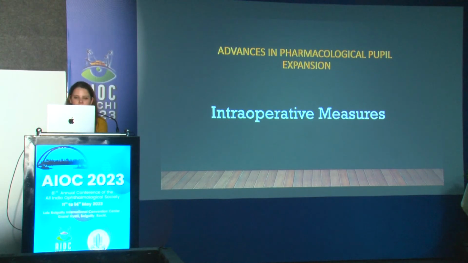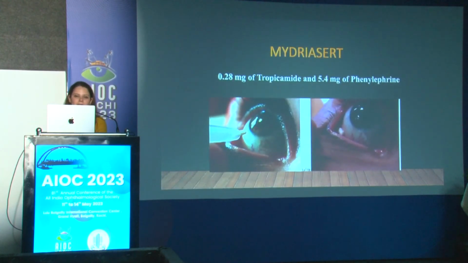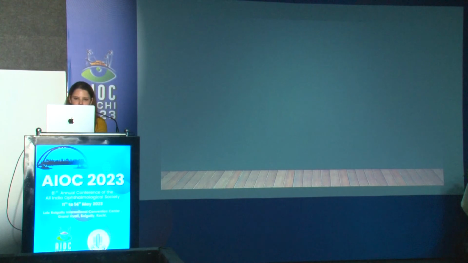There are certain intraoperative measures which we can follow after the topical administration. Mydriacert is a new drug that has come in the market. It's FDA approved. It consists of an oblong-shaped semi-permeable capsule which has 0.28 milligram of tropicamide and 5.4 milligram of phenylephrine. It is placed in the inferior fornix 60 minutes prior to surgery. We have to make sure to remove it before the surgery.